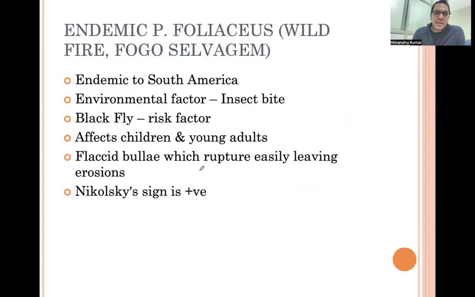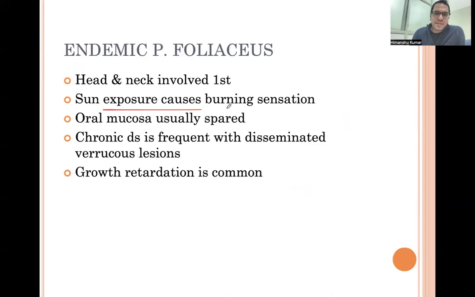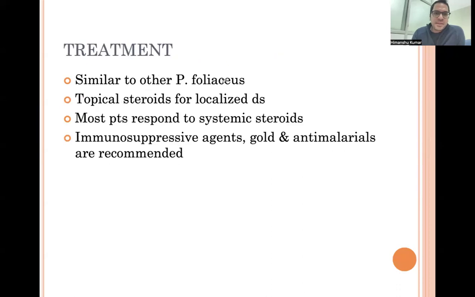The other variants are endemic, which is usually seen in South America because of insect bite, affects children and young adults. Sun exposure causes burning sensation. Head and neck are usually involved first. So this we don't actually see, extremely rare in India. Growth retardation is common. Chronic disease is frequent with disseminated varicose veins. Treatment is similar to pemphigus foliaceus, topical steroids, systemic steroids, and then immunosuppressants.